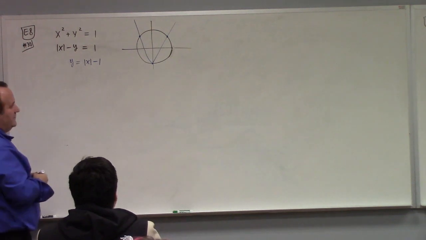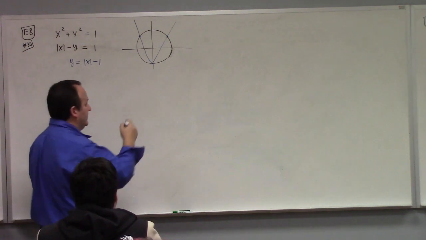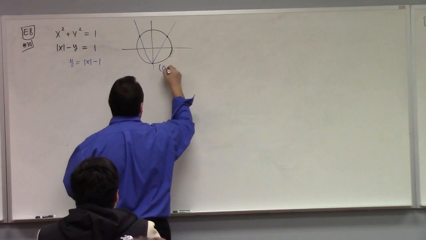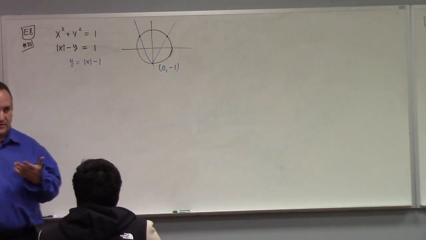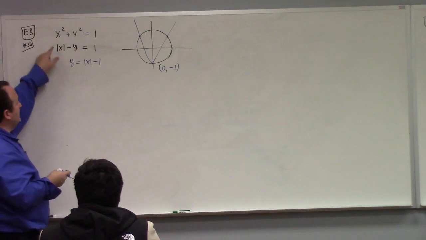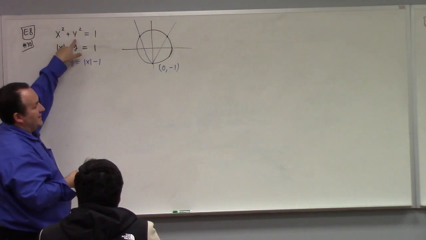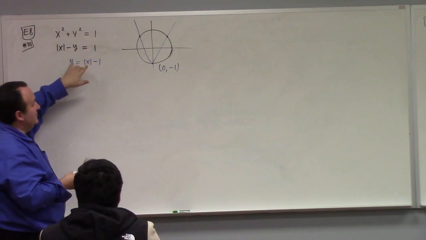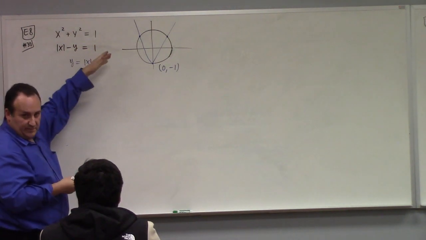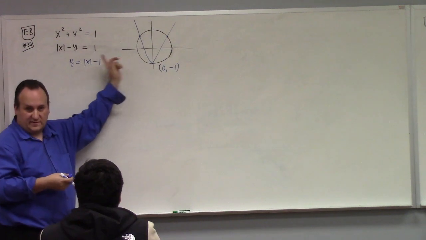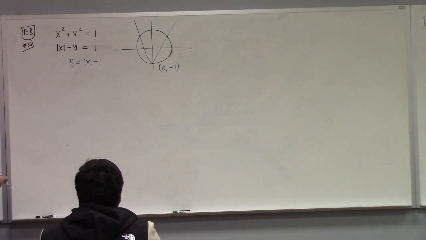One of the answers is already obvious from the graph, right? 0, minus 1. And you can check that. Plug it back into both equations and see it works. 0 squared plus minus 1 squared is 1, yay. Absolute value of 0 minus 1 minus 1 is 1. So this is a solution to the system. How do we find the other two?